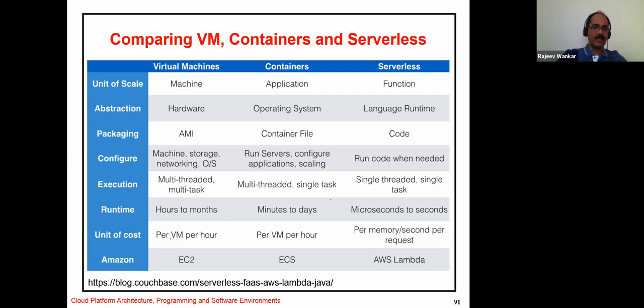If I talk about a configuration, then in the case of a virtual machine you have a machine, storage, networking, operating system, and so on. Then you can see the execution pattern, which is very important. In a virtual machine, you can have multi-threaded or multi-task applications where the processes are there. In the case of multi-threading, it will be sharing the same resources.